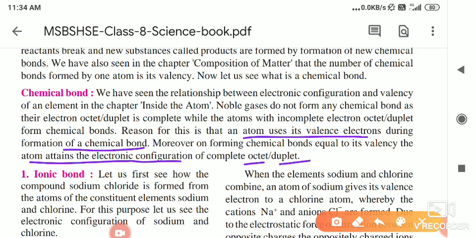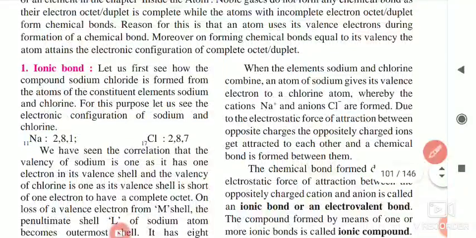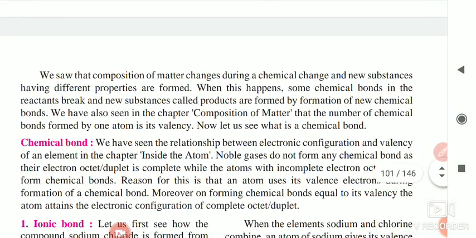So that is about the chemical bond, and the types of chemical bonds, the ionic bond and covalent bond, we will study in our next lecture.